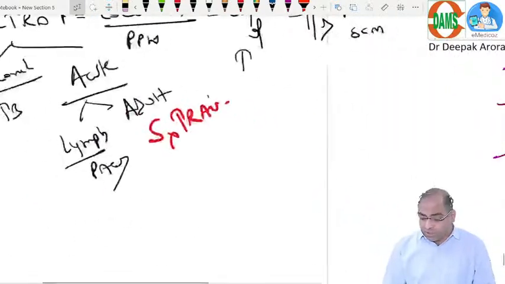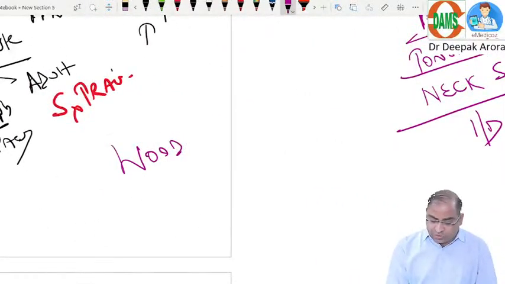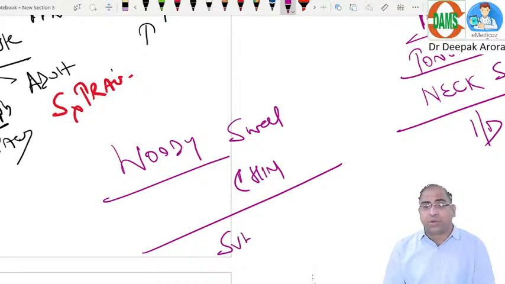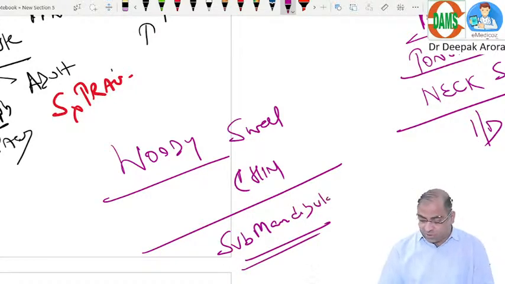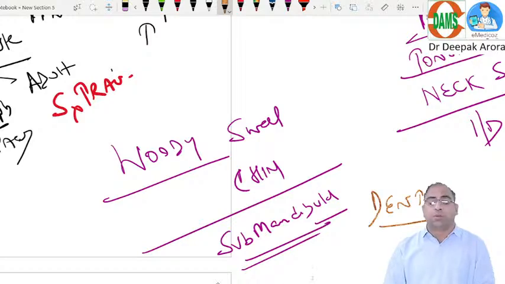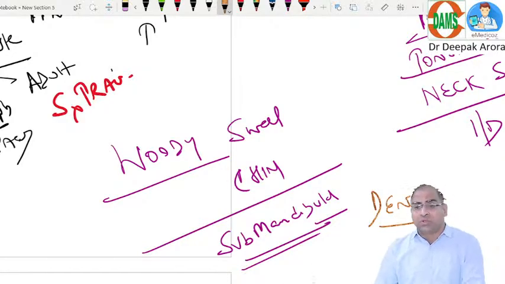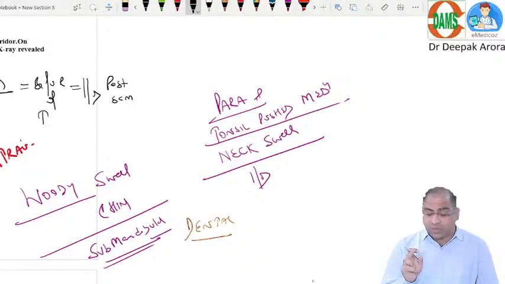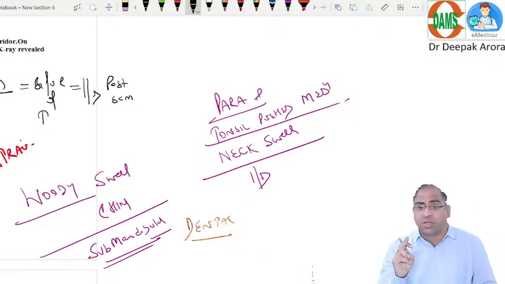They can give you one keyword, woody swelling. Woody swelling below the chin. If there is a woody swelling below the chin, it is your submandibular abscess. So one MCQ from abscess is expected. What is the cause of submandibular abscess? Dental infections, premolar, molar. So these are the important points. What is the lower limit of parapharyngeal abscess? Retropharyngeal abscess is up to the bifurcation of the trachea, while parapharyngeal abscess is up to the hyoid bone.